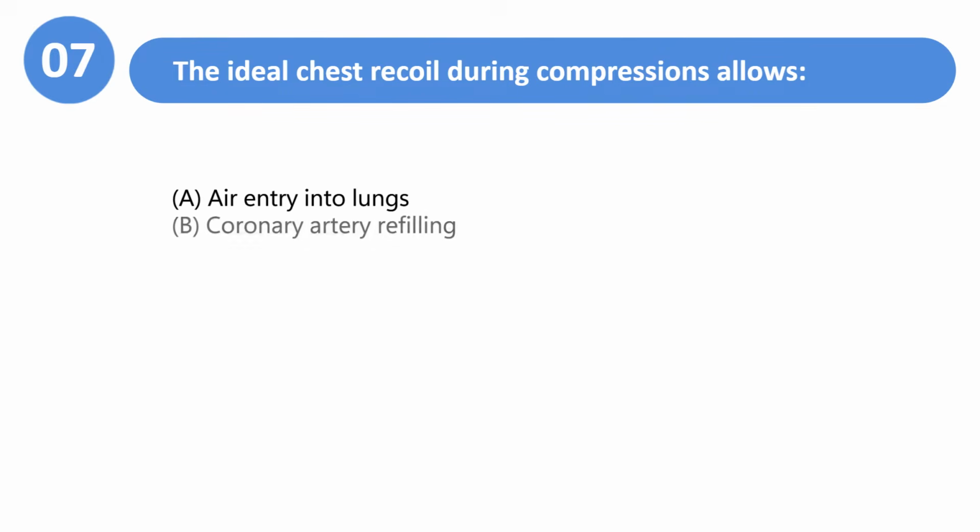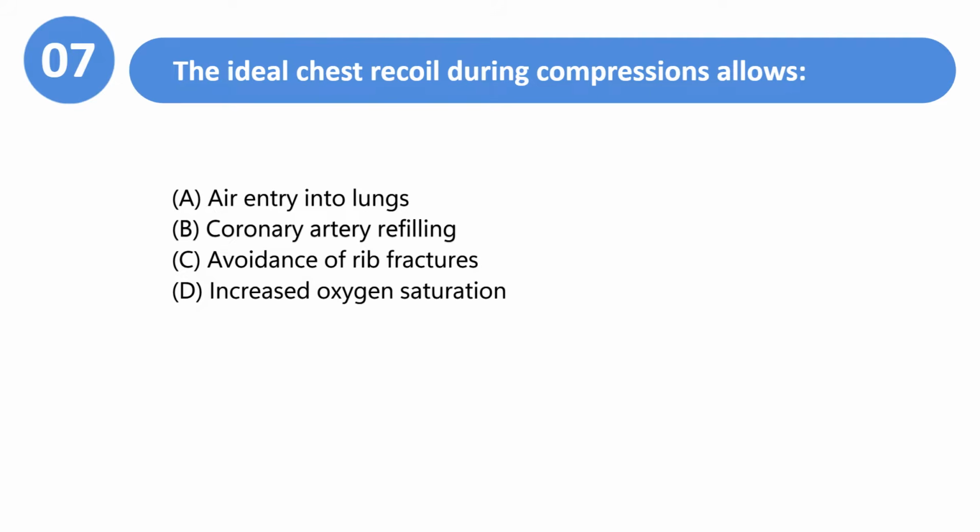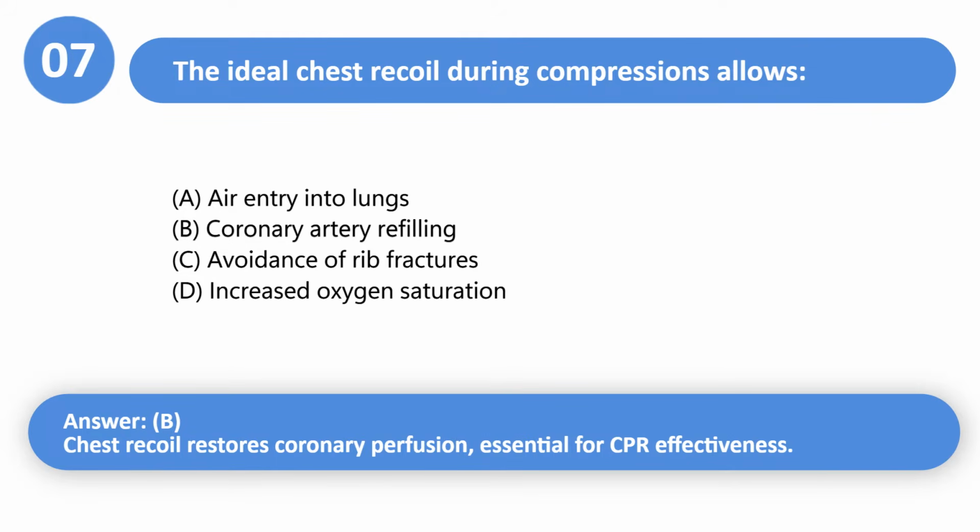The ideal chest recoil during compressions allows: A. Air entry into lungs. B. Coronary artery refilling. C. Avoidance of rib fractures. D. Increased oxygen saturation. Answer, B. Chest recoil restores coronary perfusion, essential for CPR effectiveness.